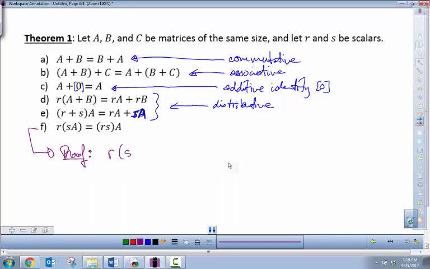R, S, A, and then we could try to use some shortcuts and say R times S, and then we'll start using the IJ notation. And this is R S A times IJ.